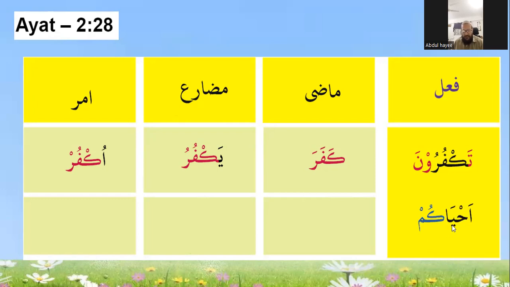The next one is ahyakum. Kum is the zamir. Ahya is the madi. What is the mudare? Yuhyi. Why is it yuhyi? Because in the madi, look, it's 4 letters: hamza, ha, ya, alif. So it will have a dhamma.